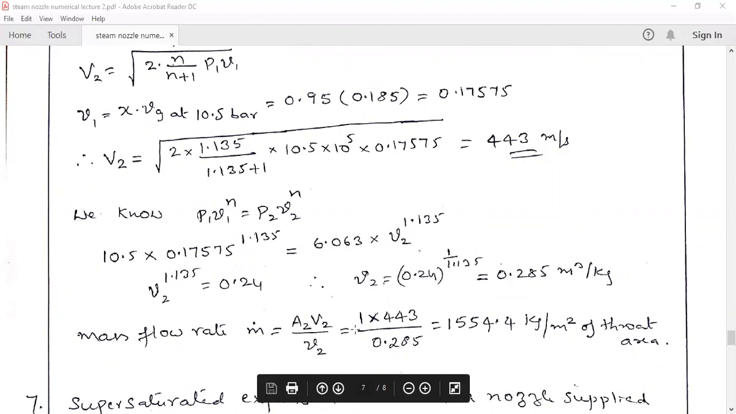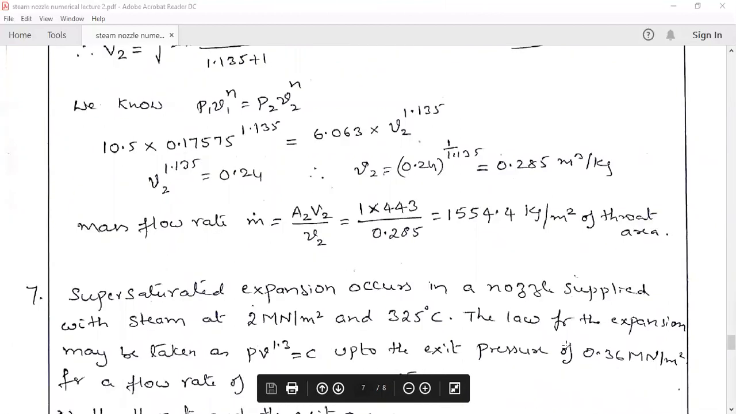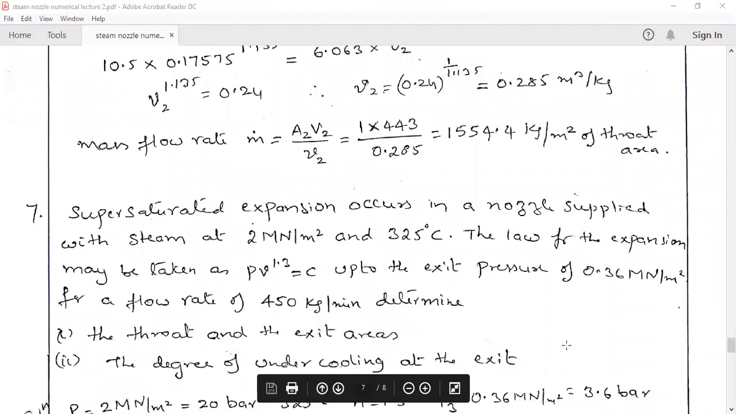Once you get the V2 value, substitute in the mass flow rate equation. The area is not given, so per meter square of throat, it is taken as 1 here, multiplied by the velocity at the throat, 443, which we obtained, divided by the specific volume. You will get the mass flow rate as 1554.4 kg per meter square of the throat area. This is the maximum discharge which can be obtained from a given dimension of a nozzle.